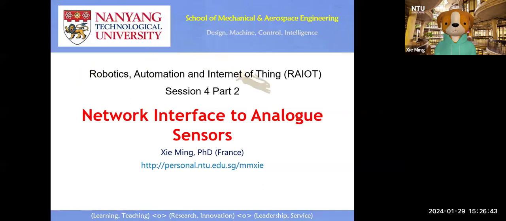Based on these 2 different scenarios, we start with the universal way for us to interface an analog sensor into the network of IoT, or how to attach an analog sensor inside the digital network, right? This skill will be useful for you to develop robots as a product or implement automation systems in future, right? This is similar to the study in session 3.